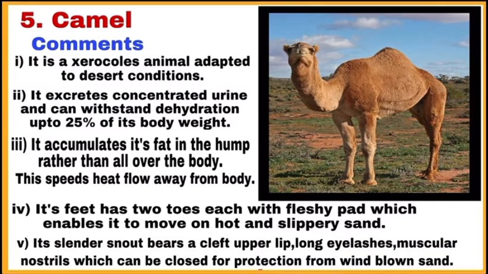Next adaptation is its feet have 2 toes, each with a fleshy pad which enables it to move on hot and slippery sand. Other features which help the camel to live in desert conditions are its cylindrical snout which bears a cleft upper lip, long eyelashes and muscular nostrils which can be closed for protection from wind-blown sand. So, in this way, some plants and animals are adapted to desert conditions.